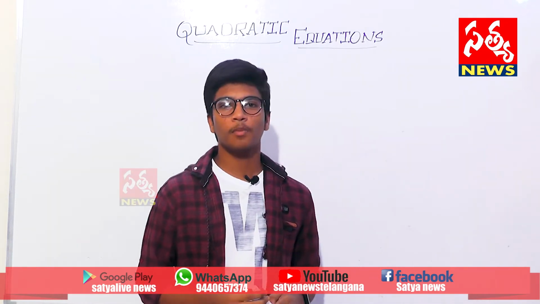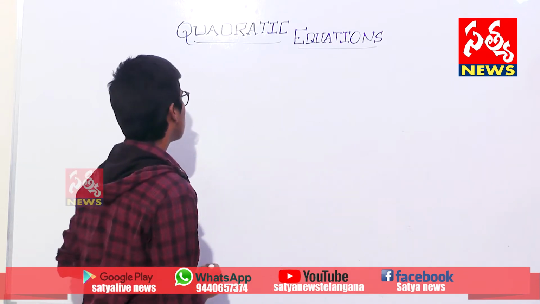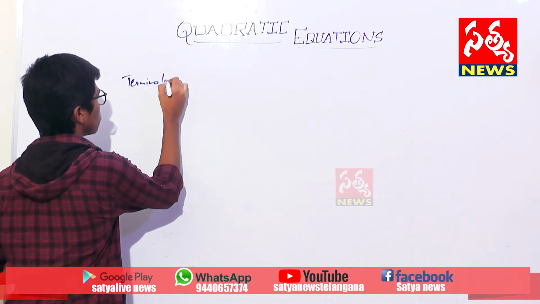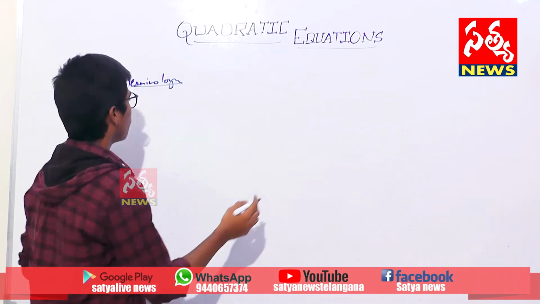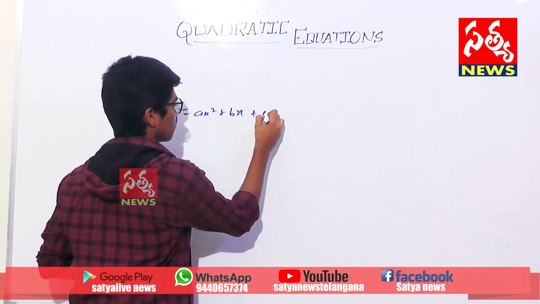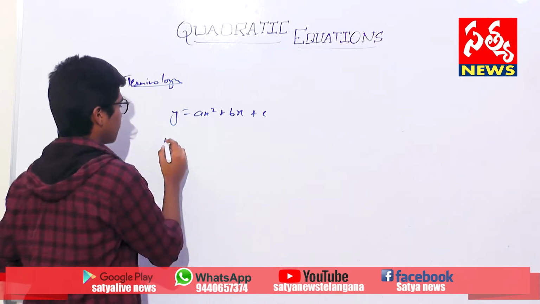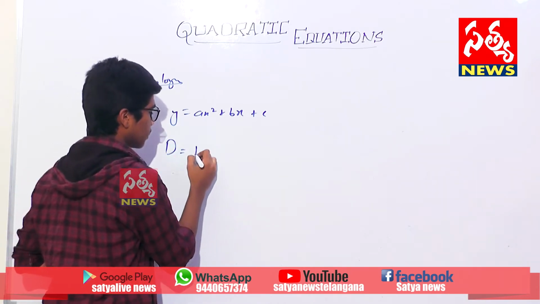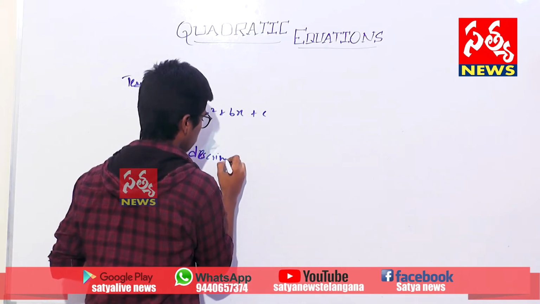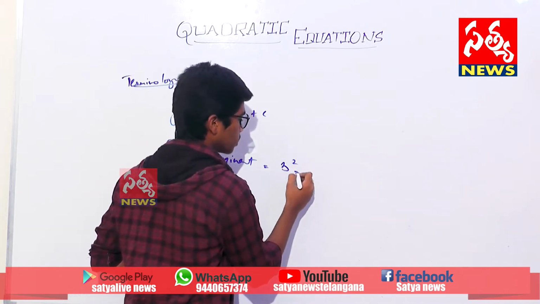Now we are here with a new topic, quadratic equations. Before starting this topic, let's learn the terminology. A quadratic equation is represented as y equals ax square plus bx plus c. In this chapter, we frequently use D, which is nothing but the discriminant. That is b square minus 4ac.